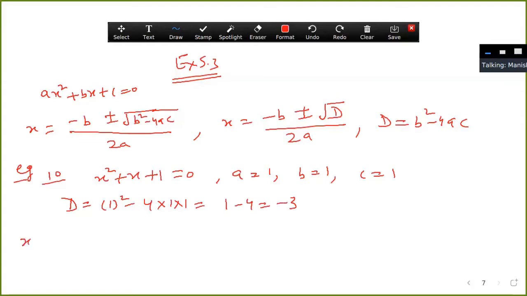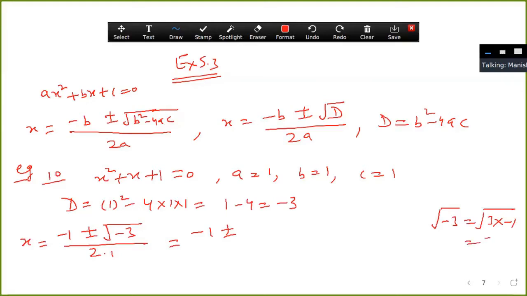Now x is equal to minus of 1 plus minus root d, meaning root of minus 3, upon 2 into a, meaning 2 into 1. Minus 1 plus minus root minus 3, meaning root 3 into minus 1, which you can write as root 3 iota, upon 2. And this will be the answer.